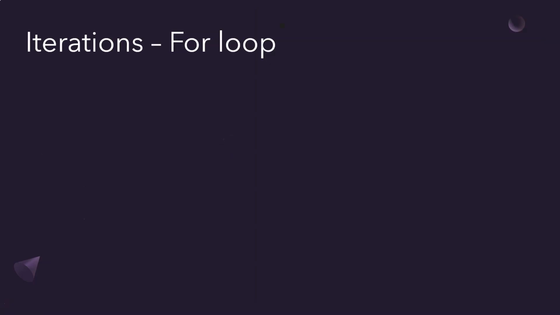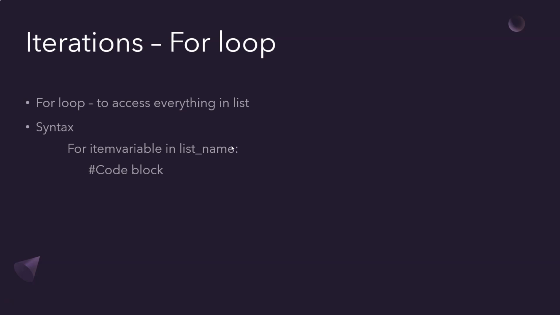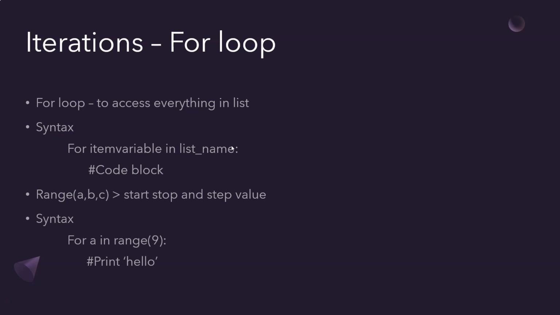So under iteration, we have the for loop. A for loop is used to access everything in a list. The syntax is for, we need to define an item variable, for item variable in list name, and we can run the code. And the same can be used for range. We'll show some examples. For example, we can say for a variable in range 9, print hello. Let's try some of these examples.